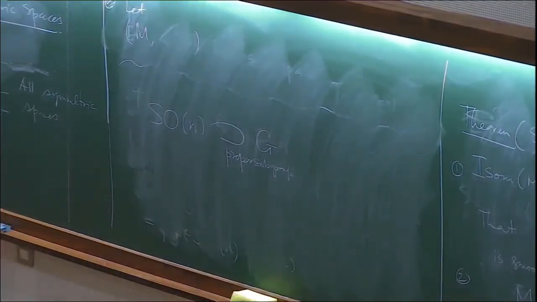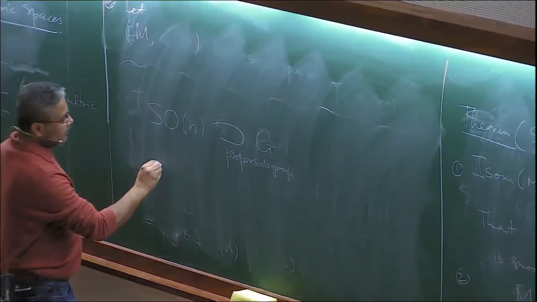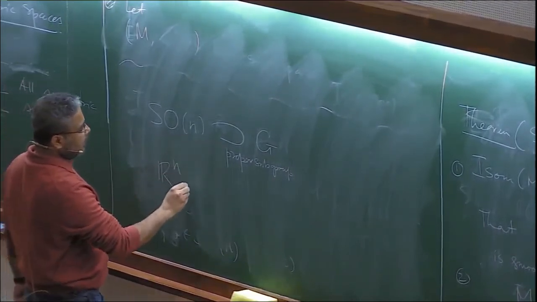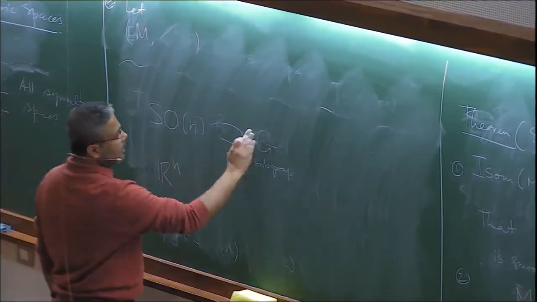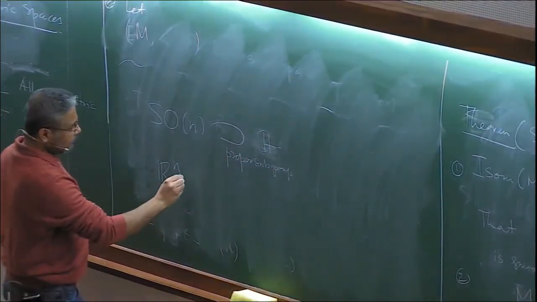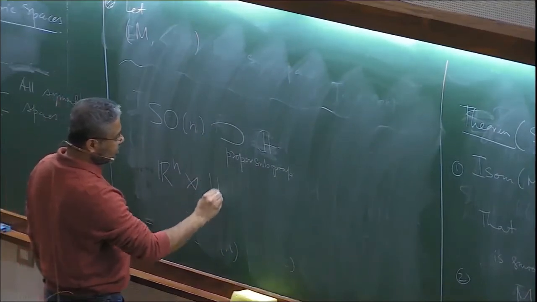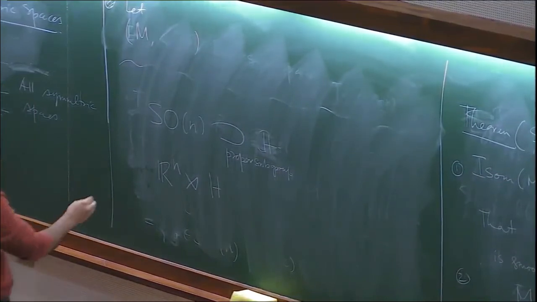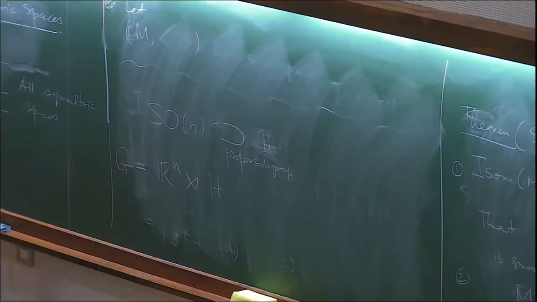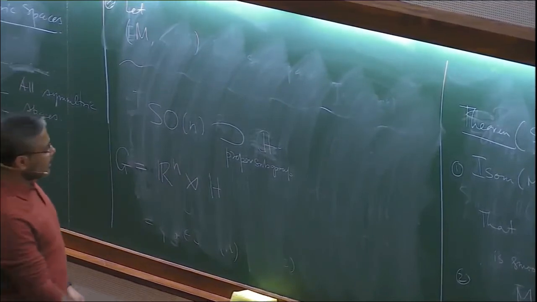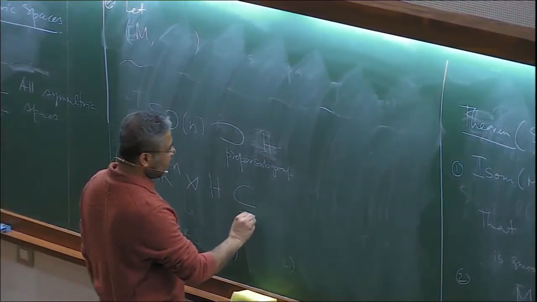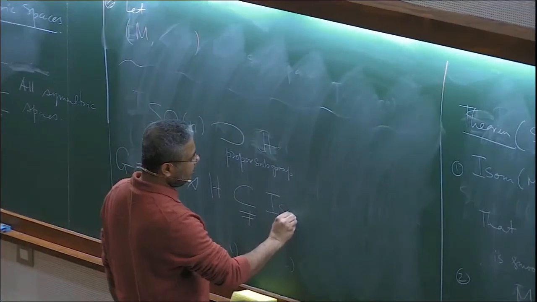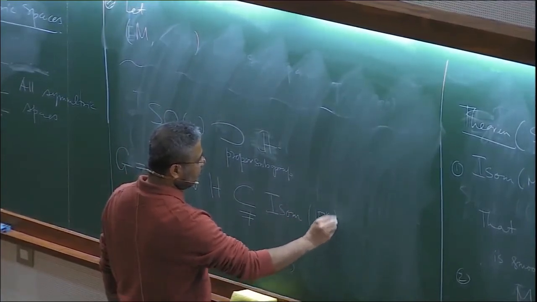Okay. And I consider, let's call it G, H. H is acting on Rn by linear transformations. I call it a semi-direct product. So this is a proper subgroup of the group of isometries of Rn. Right?